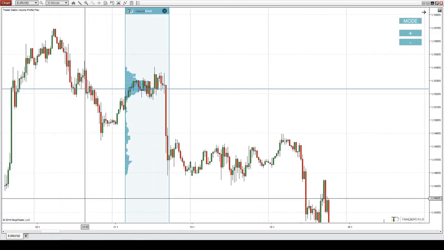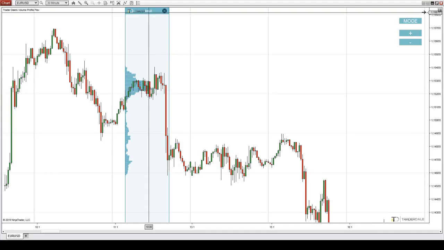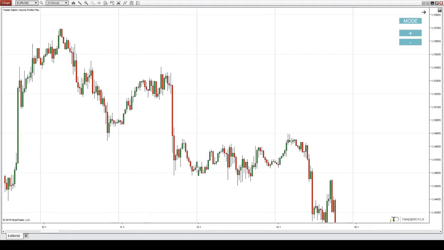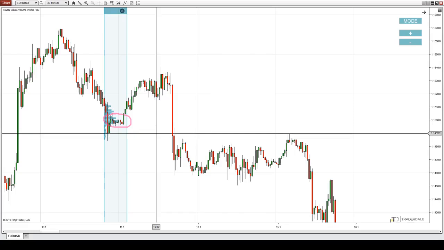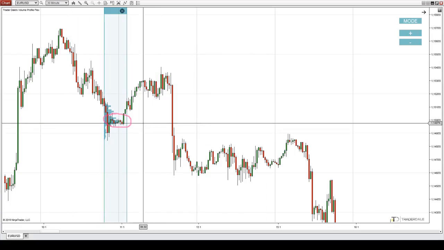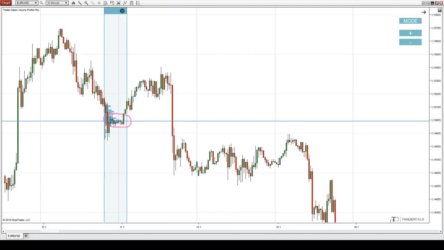So let's go back. And there's also one case of volume accumulation setup in here. So I use the profile for this whole area, and this should be the level to go long from, this one. Unfortunately, there was this strong selling candle, and it was macro candle, it was macroeconomic news. We don't trade during the news, so there was no trade.